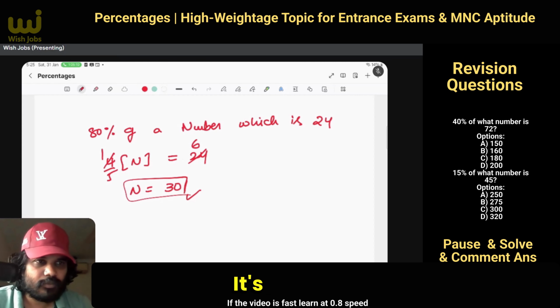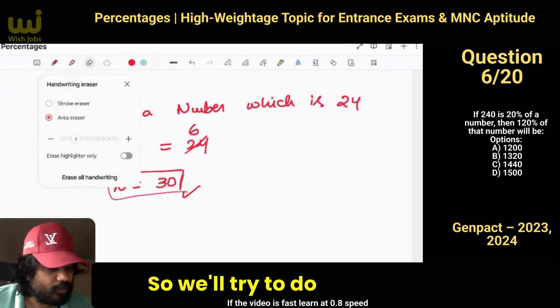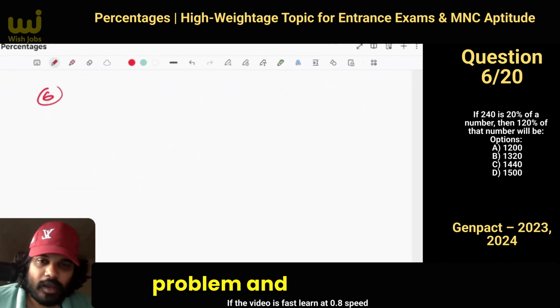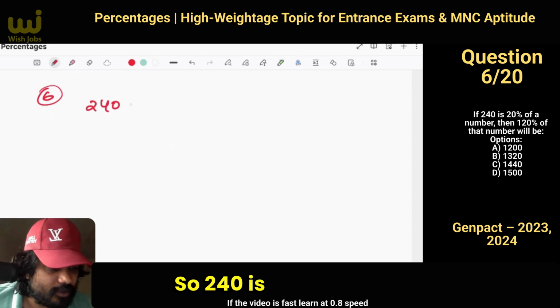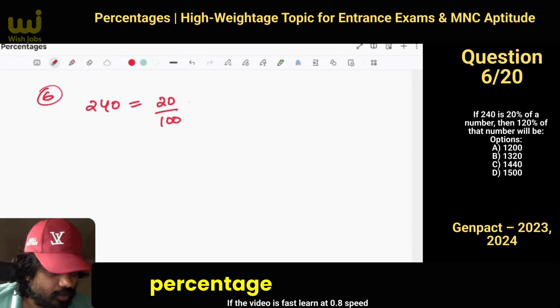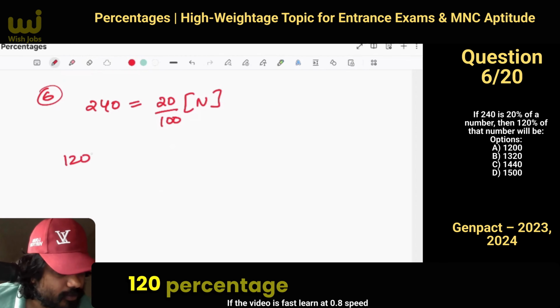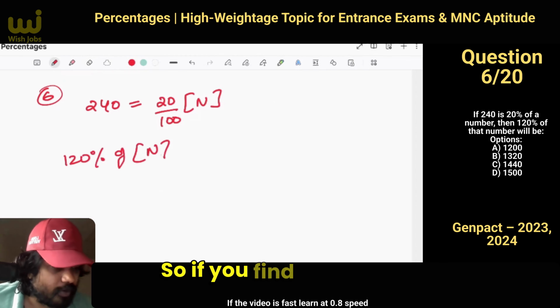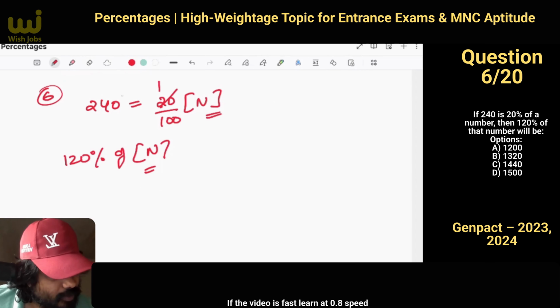Okay, it's 1440. Yes. So we'll try to do the sixth problem, and you can do the practice problems as well. Okay, so 240 is equal to 20% of a number. Then what is 120% of the number? If you find out the number n, you can just substitute here and your answer is done. So 20 twelves are 240, so the number is 1200.